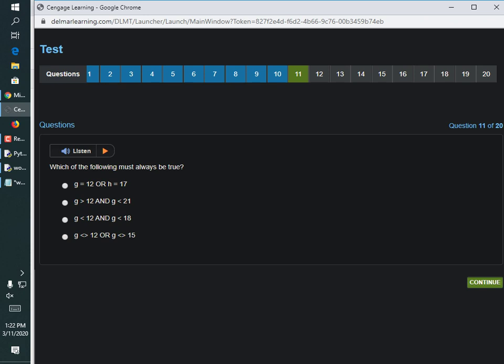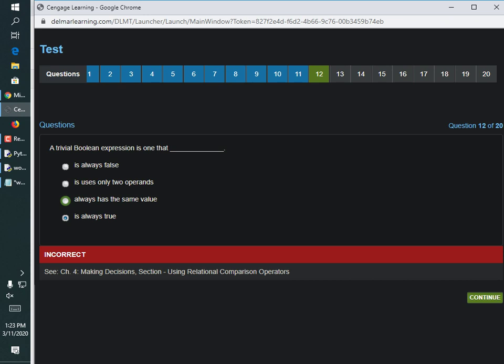A trivial Boolean expression is one that is always true, is always false. Oh boy. I'm just going to have to take a guess unless one of y'all tell me, because I've frankly forgotten. You saw me fumbling over that definition earlier. That's true, I think. Sounds good to me. A trivial expression is always true. Let's find out.